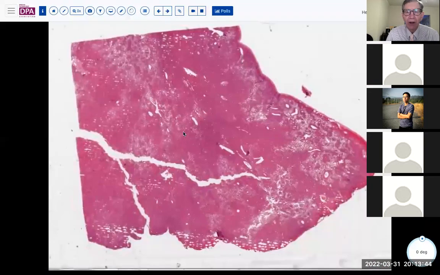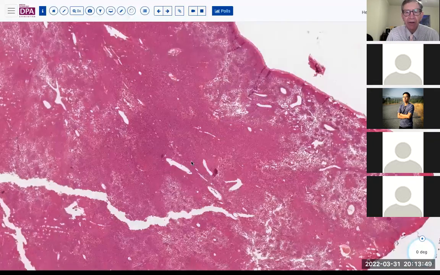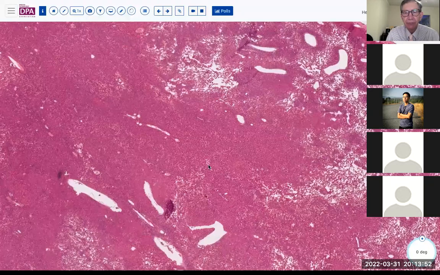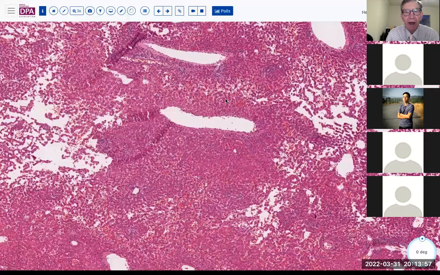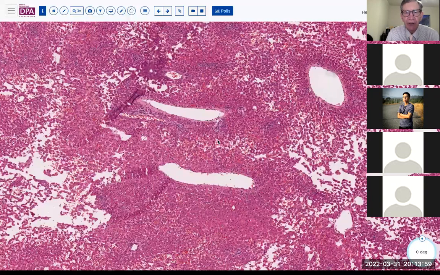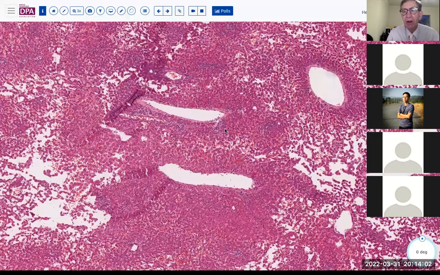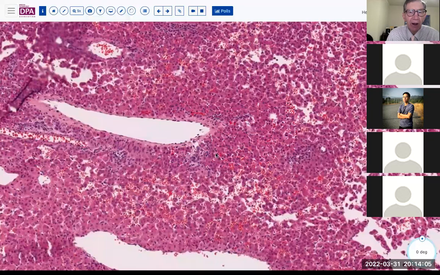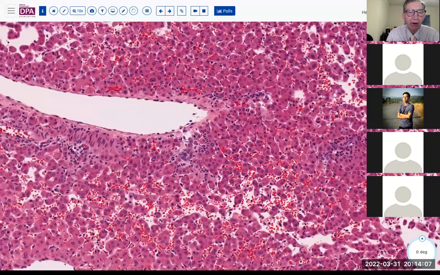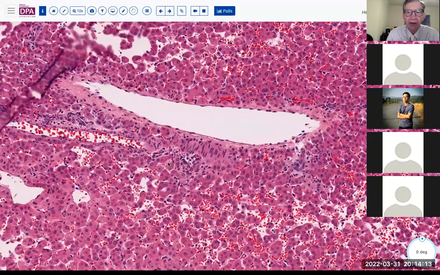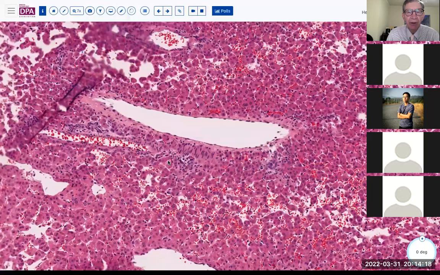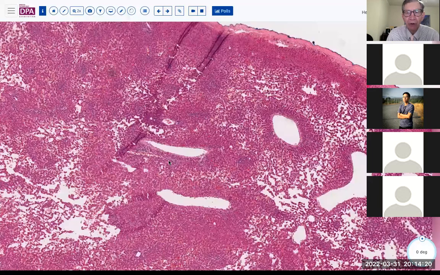All right, one more case. This one a little bit more geographical areas. And if you come back to these slides, I'll send you the link to these digital slides so that you can study them on your own as well. But as you come back, you'll discover that these are very difficult, as I said, to draw that line between where the adenoma ends and where the normal liver tissue comes in.